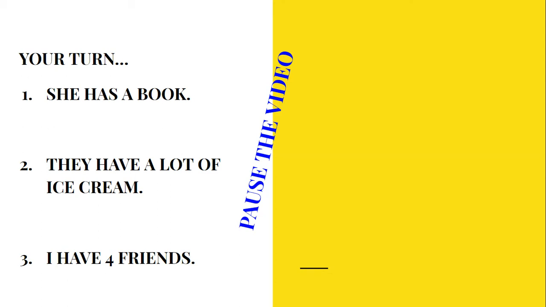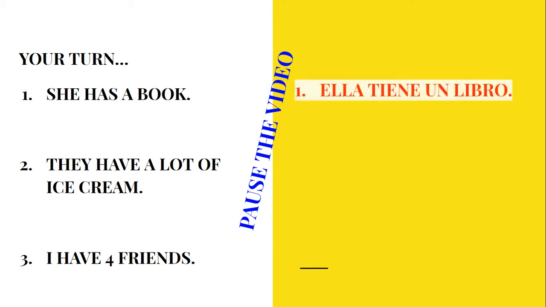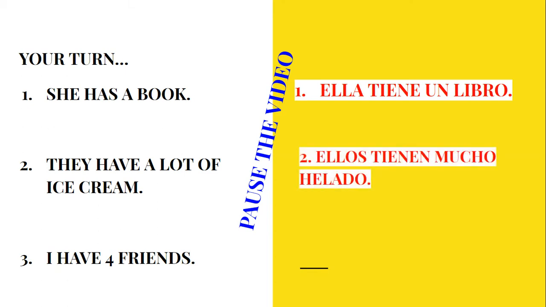Welcome back. Let's see how you did. So she has a book would be ella tiene un libro. And they have a lot of ice cream would be ellos tienen mucho helado. And I have 4 friends would be yo tengo 4 amigos.